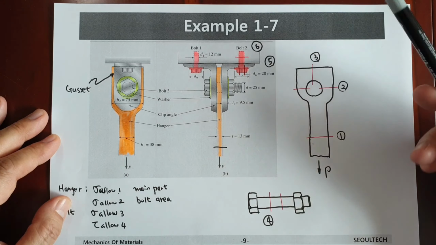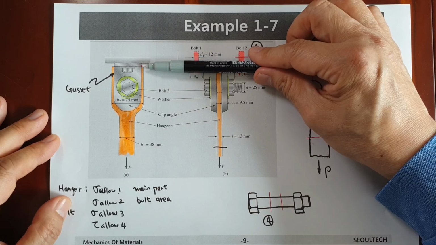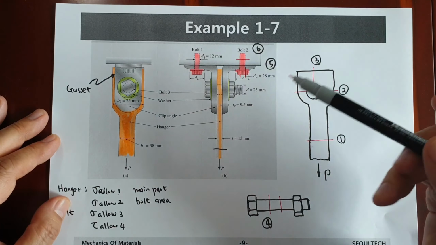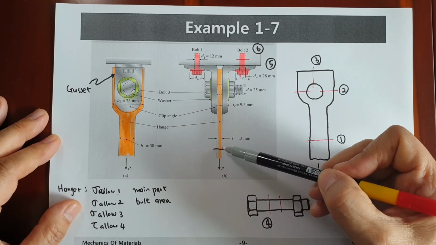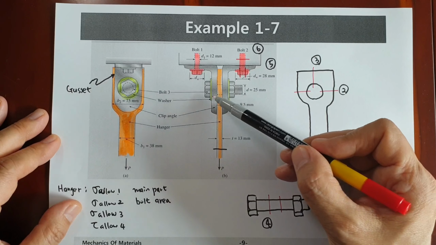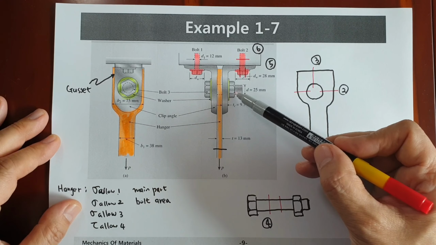Okay. For the moment, please forget the upper part altogether. Just do not consider it at first. The yellow one is attached to the gusset by bolt and nut.